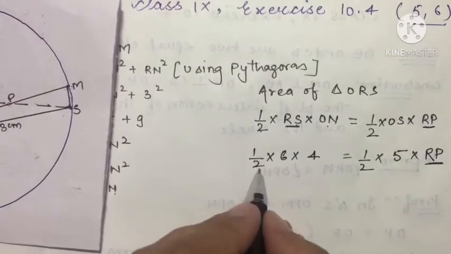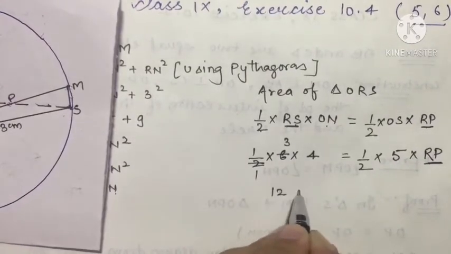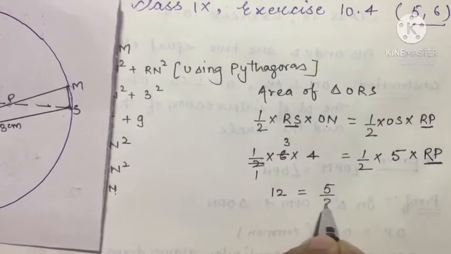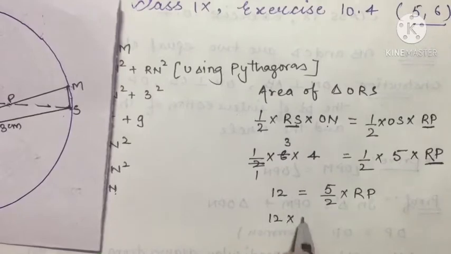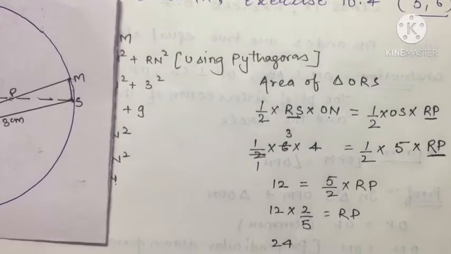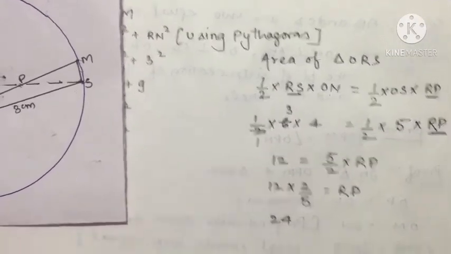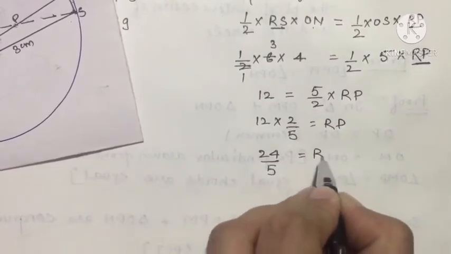Now we can simplify it. 2 1 are 2, 2 3 are 6. We can multiply here to get 12, and on that side I will get 5 by 2 multiplied by RP. Take it to that side. 12 multiplied by 2 upon 5 is equal to RP. Then it will become 24 by 5. So 24 by 5 is equal to RP.